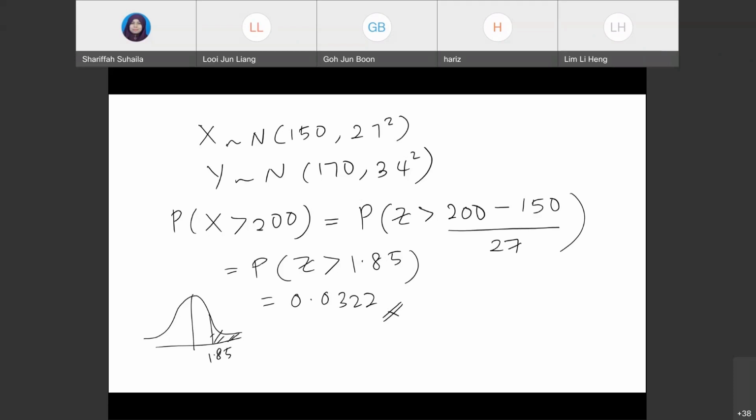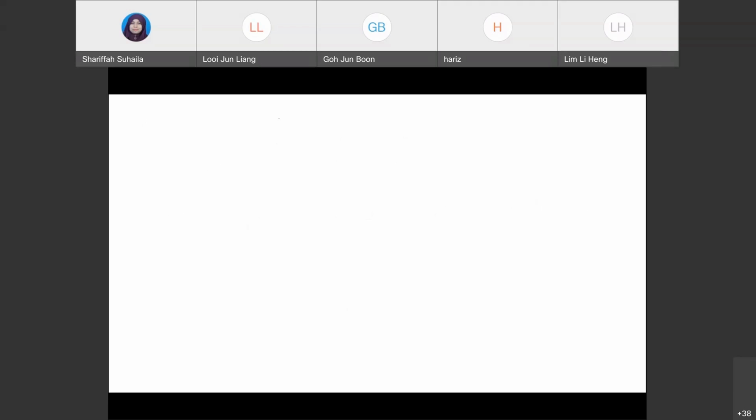Second question: you want to find the probability that the staff weight is between 160 and 185. So let's say we change to Y. Your staff weight is between 160 and 185. The same procedure: we standardize.